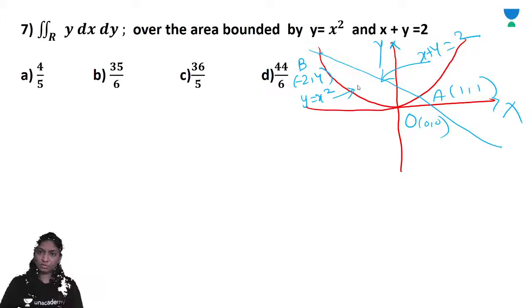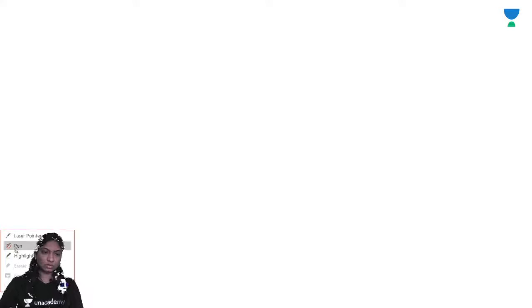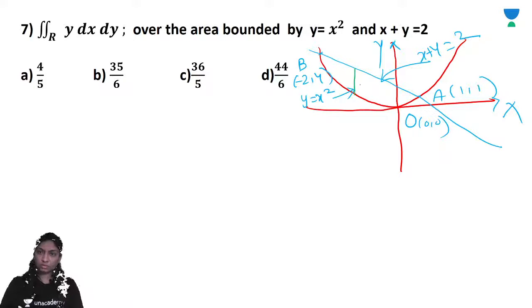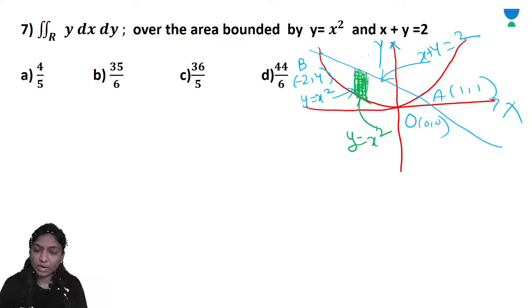Now to find the integral limits, we draw the strip parallel to the y-axis and see where the lower end of the strip touches. The lower end is y is equal to x square and the upper end is y is equal to 2 minus x. Lower limit is y is equal to x square, upper limit is y is equal to 2 minus x.